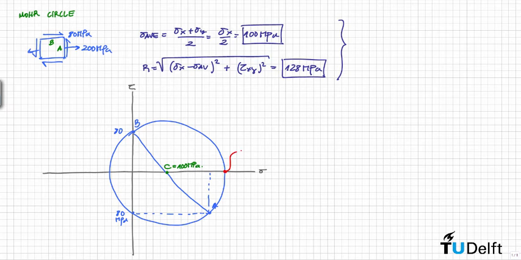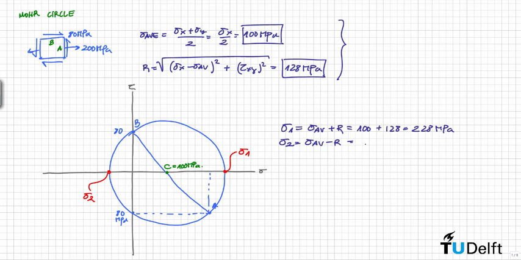Then this is the first principal plane, and this is the second one. So the coordinate of sigma 1 is equal to the average plus the radius, and sigma 2 is equal to the average minus the radius. So this is equal to 100 plus 128, so this is 228, and this is equal to 100 minus 128, then this is negative 28 megapascals. Of course, this is the maximum shear stress, which is equal to the radius.